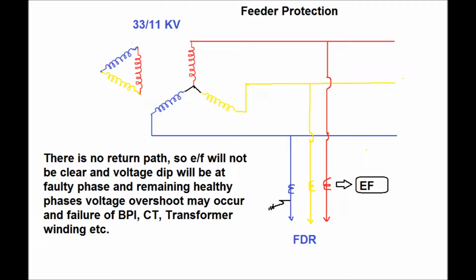So due to voltage overshoot in red and yellow phase, or in healthy phases, there will be chance for failure of bus post insulator, that is BPI, CT and also transformer winding. So to clear the earth fault, the transformer neutral must be connected to earth, as this neutral point which is connected to earth provides the return path of the earth fault to detect earth fault, which is connected to the feeder CT secondary circuit.